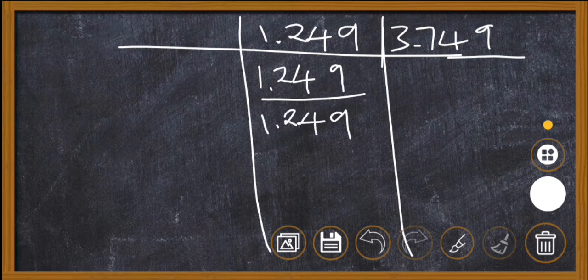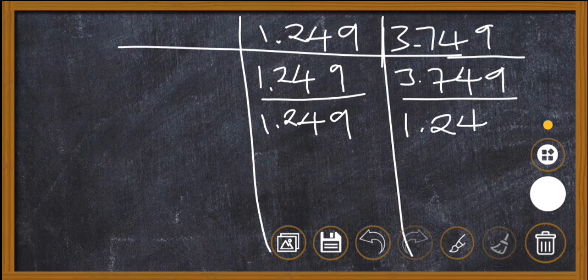Likewise, 3.749 divided by 1.49. Okay, so we know this and this, of course it's just 1, so we're going to have 1, and then this value here, that's the denominator, into this value here, we are going to have 3.